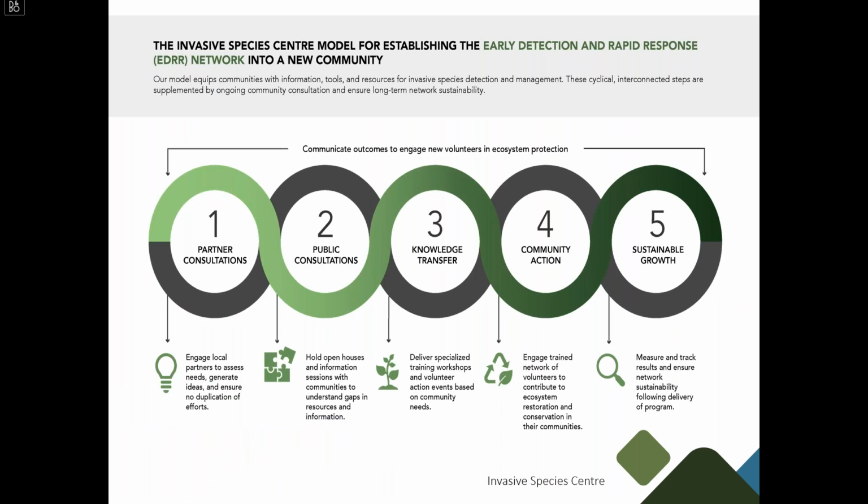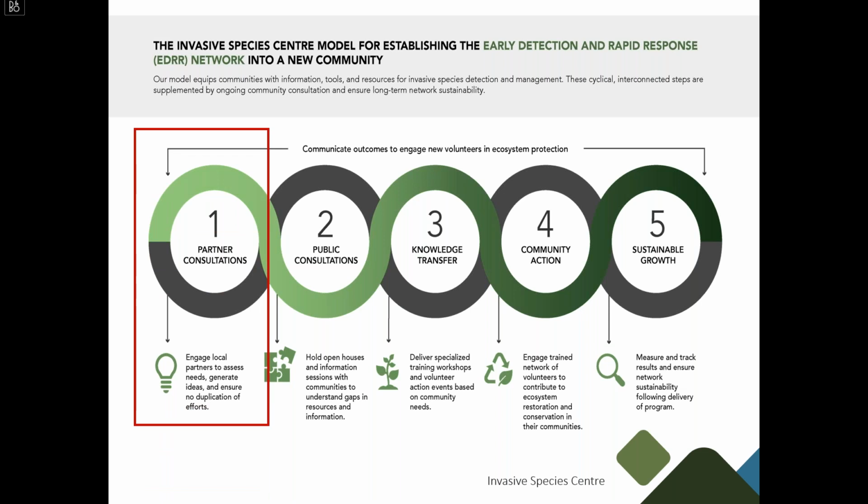This depicts our model for the EDRR network moving into a new area. I mentioned we had our pilot areas of Mississauga, Halton, Peel, Thunder Bay, and Sault Ste. Marie. Those were our initial areas. Then we moved into the Sudbury, Algoma, and Cochrane area, and Manitoulin. This is the model that we use, and we've seen some really great success with it. And we're actually in this phase right here.